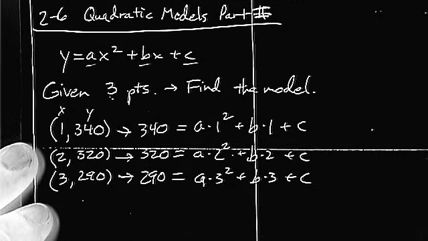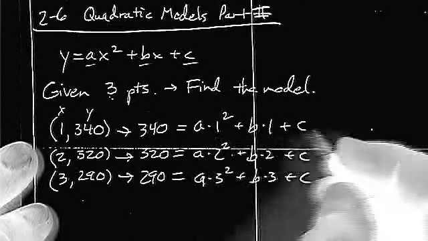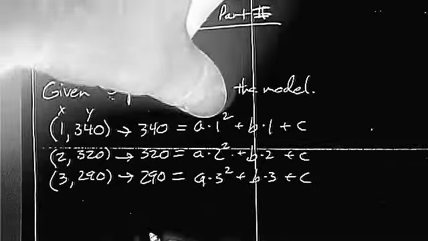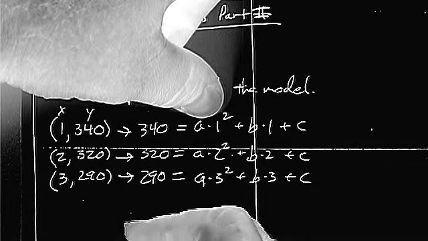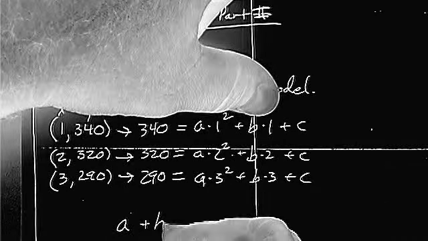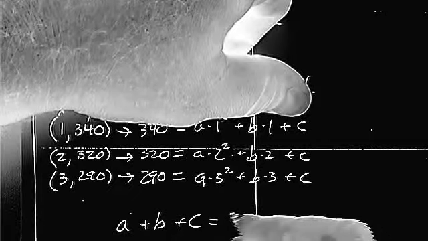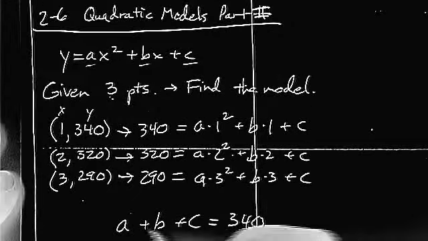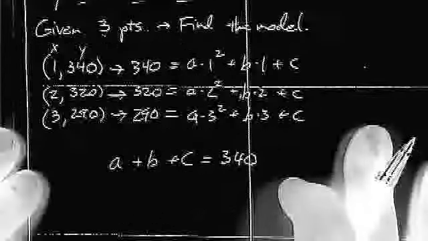So now I'm going to rewrite this, okay? Hopefully this makes sense. I'm going to rewrite the first equation. 1 squared times a is just a, and then 1 times b is just b, and then c. And I'm going to put equals 340. Okay, hopefully it doesn't screw you up that I put the 340 on the other side.